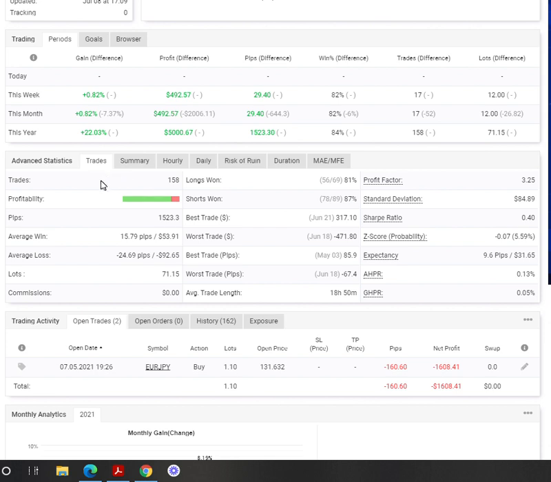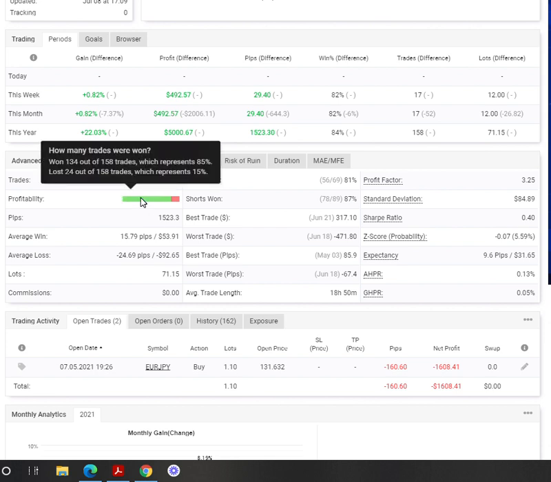Zaccary has a total of 158 trades. He's been successful in 134 out of 158, which represents an 85% success rate. Lost 24 out of 158, which represents 15%. So well done, Zaccary. That's a very high gain and a low risk reward ratio. So you've gained a lot and you've lost quite a little bit as well. So you've got an 85% success rate, which is very good.